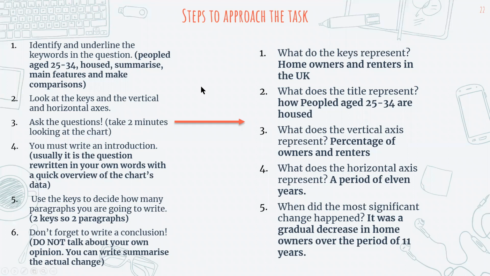Steps to approach the task. First, you need to identify and underline the key words. Actually, these should be two words: key words, not keywords. Okay, and the question: people aged 25 to 34, housed. Summarize main features and make comparisons. These could be your key words.